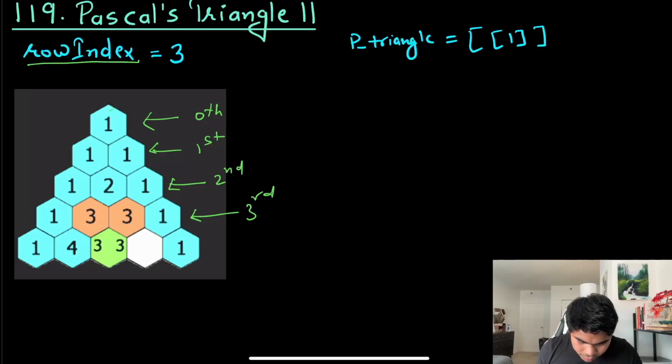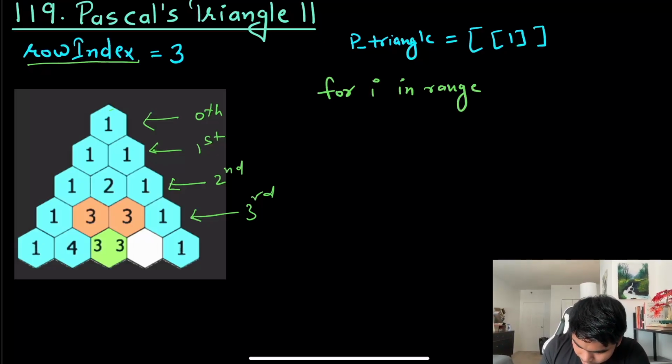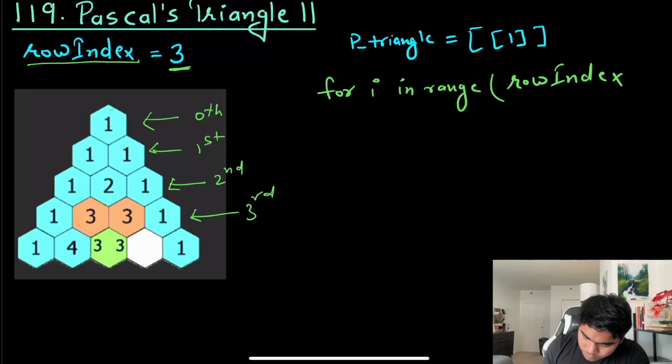So now I will go into a loop. For i in range. I already have the 0th row. I need to create three more because the index is starting with 0. So I'll simply say in the range row index. So this will go from 0 to 2.